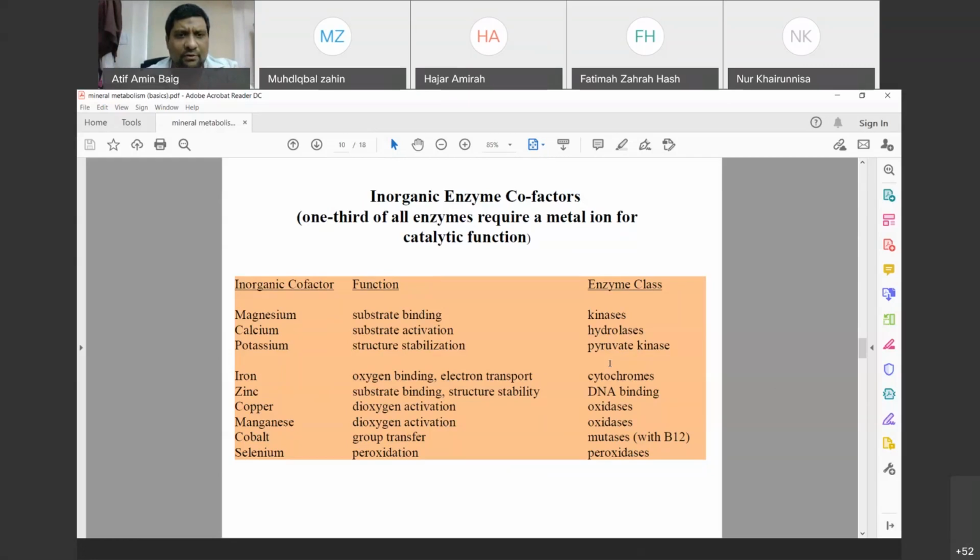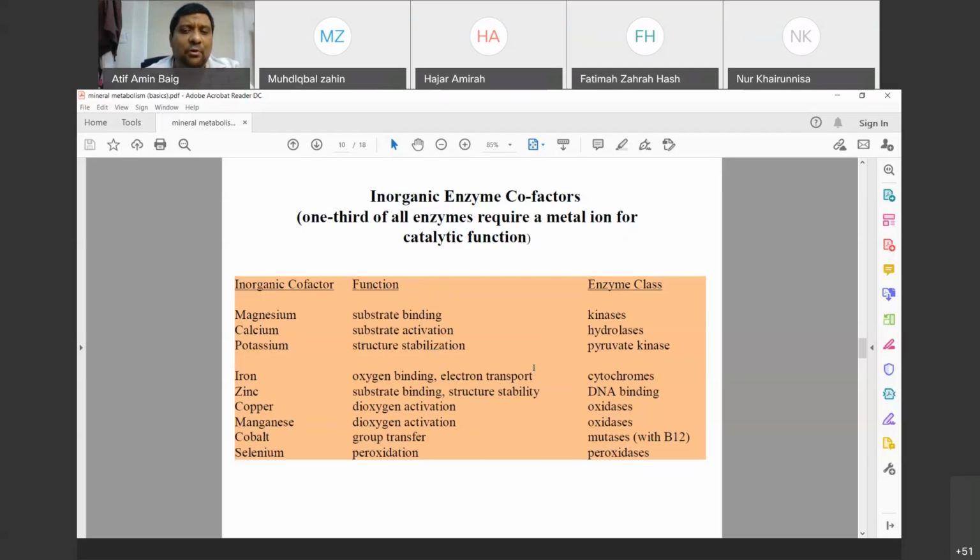For example, magnesium is involved in substrate binding in a lot of signaling reactions, and the enzymes for which it normally acts as a cofactor are the kinase class. Calcium is involved in hydrolysis and acts in substrate activation. Potassium is involved in the structure stabilization of pyruvate kinases. Similarly, iron is involved in cytochromes. Zinc is involved in DNA binding. So these are a few of the examples.